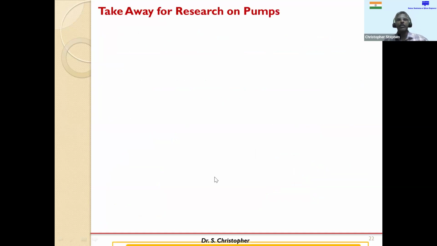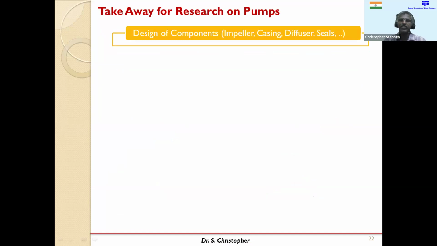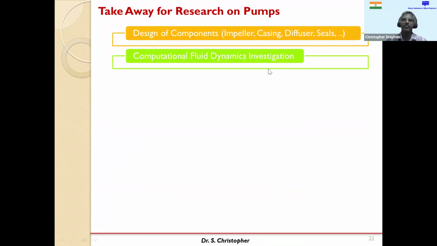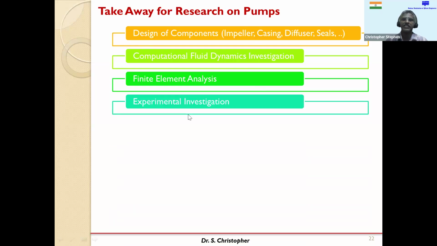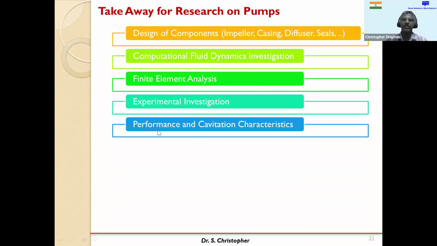Okay, with this slide, I will conclude. Some takeaways for research: if anyone is interested in research, they can concentrate on the design of components, such as impeller, casing, diffusers, seals, and so on. Nowadays various open platforms are available. Computational fluid dynamics investigation can be performed to design these components, and finite element analysis mainly to find out the structural strength of the shaft, casing, and impeller. And if you have the facility, you can do experimental investigation, and through it you can get the performance and cavitation characteristics.